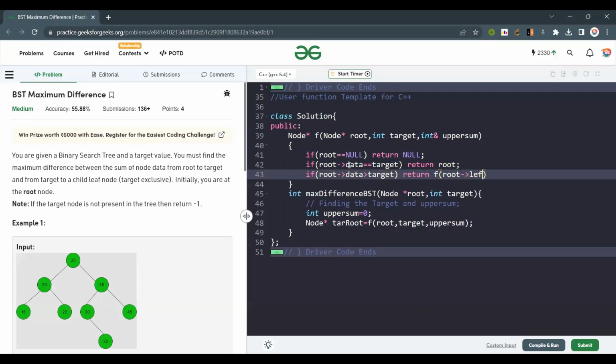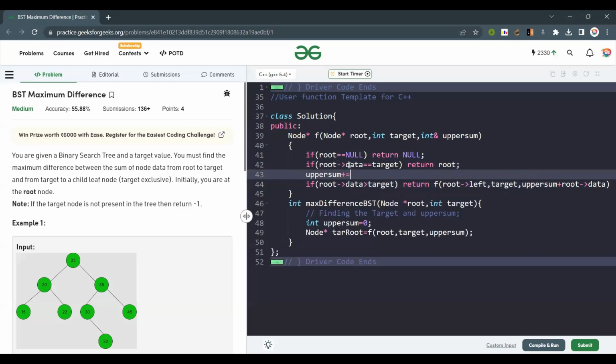We will return root left. Why? Because whatever root we have is greater, so we have to go to left, obviously. As we have done in BST, target, upper sum plus root data. Or we can do it here itself, upper sum plus equals root data, so we don't have to do it here.